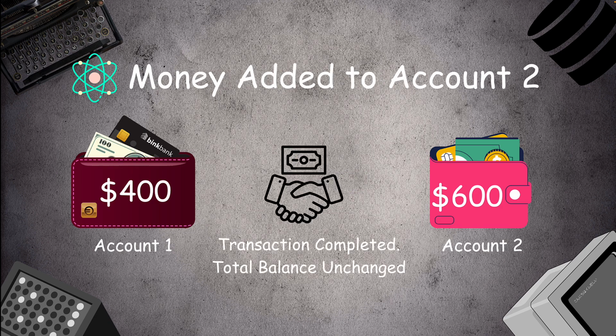If both steps complete successfully, we will see $400 as the remaining balance in account 1, and $600 as the balance in account number 2. So the total amount remains unchanged at $1,000. But what happens if something goes wrong in the middle of the transaction?